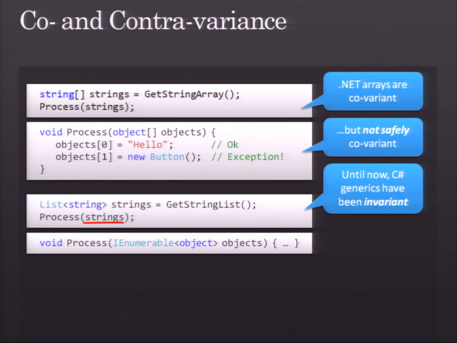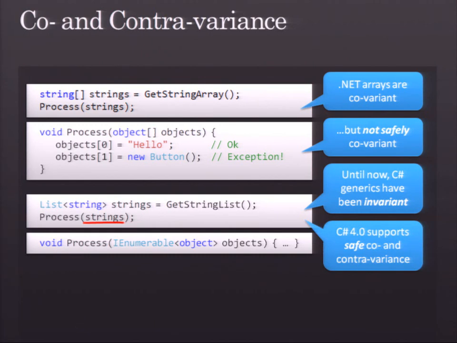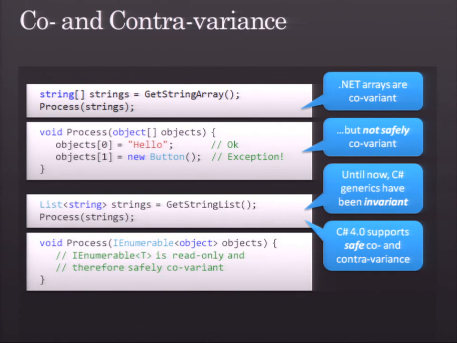What's unsafe about this? And indeed, this would be safe. And we now, in C# 4.0, do support safe co- and contravariance. And I'll talk about what it means for co- and contravariance to be safe. But observe here that since IEnumerable of T, you can intuitively at least look at this and go, why can't I do this, right?